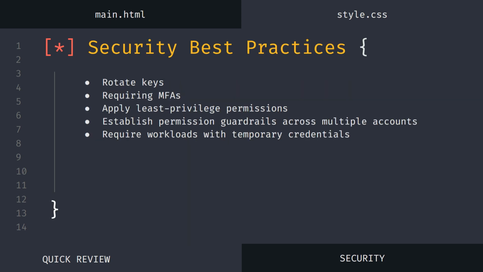Now, some of the best practices that we kind of already discussed, but they are pretty much statements, and one is rotating your keys, requiring those MFAs, applying the least privilege, doing guardrails, and temporary credentials. We just talked about all of them. I highly suggest you check the page out and at least read them so you're kind of aware of if they might come on the test or whatever.